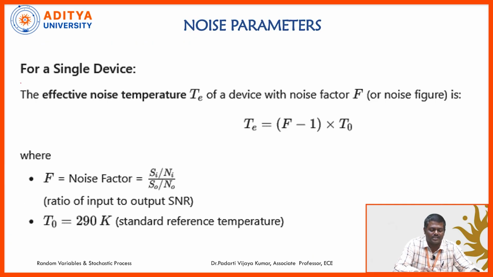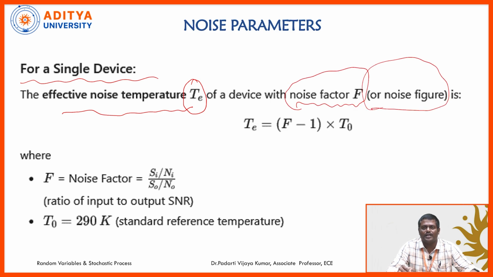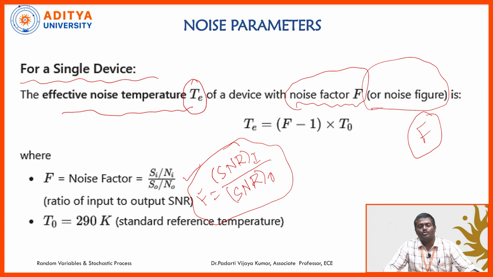Generally, for a single device, how do we measure the effective noise temperature, and what is the mathematical relation? Effective noise temperature is denoted by the symbol TE, and the noise factor is F. We will study noise figure and noise factor in the next sessions. For now, assume the noise factor F is defined as the input signal to noise ratio divided by the output signal to noise ratio, SNR at the input divided by SNR at the output. We will see in detail about the noise figure and its different types later.